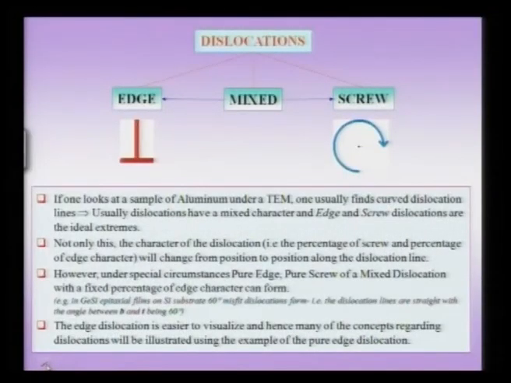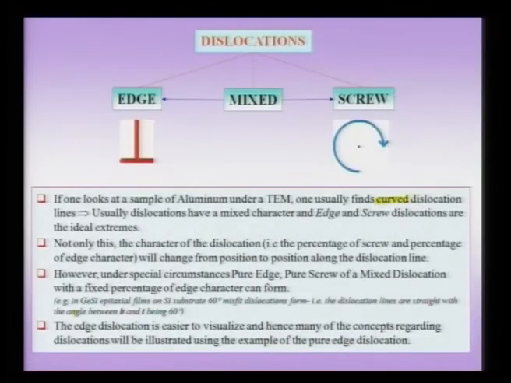So, suppose I typically look at a sample of aluminum. I take a material, aluminum, and I thin it down to less than about 1000 angstroms and look under a transmission electron microscope. A typical sample of aluminum will consist of a lot of dislocations, and you will notice that these dislocations are not straight, but actually they are curved. So, typically these dislocation lines will not be straight and they will be curved. These curved dislocation lines have a mixed character, that means they are neither pure edge nor pure screw. So, the ideal descriptions of a screw and edge dislocation are nothing but extreme descriptions, and in most cases you will actually find only mixed dislocations.